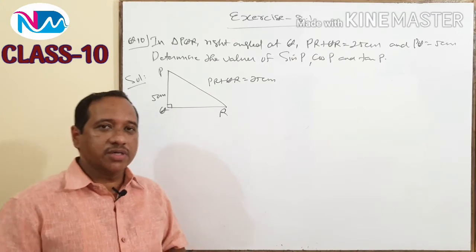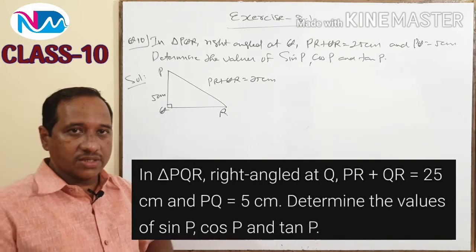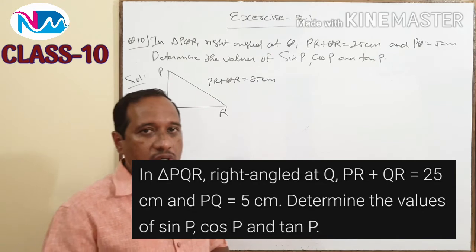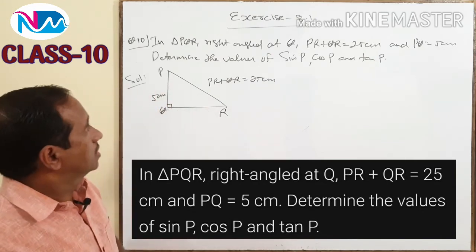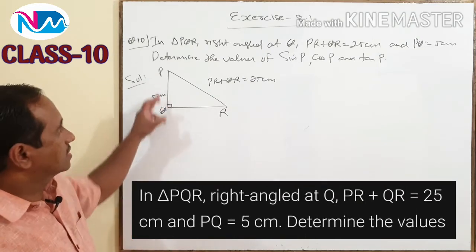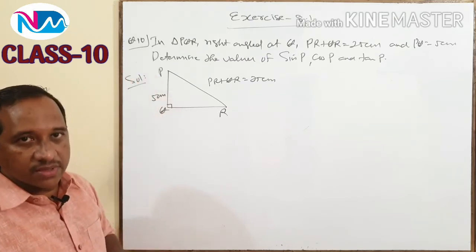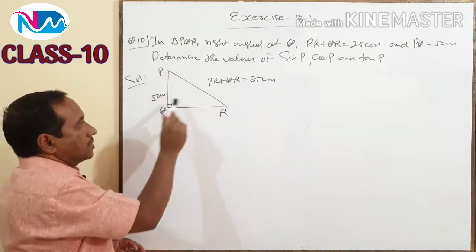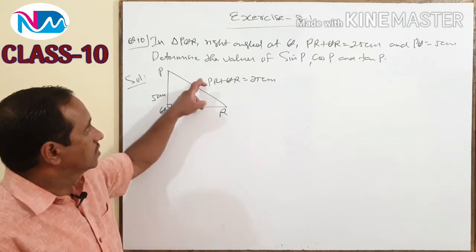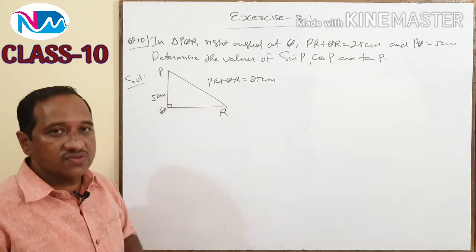The next question we are going to do is question number 10. The question is, in triangle PQR right angle at Q, PR plus QR is equal to 25 cm and PQ is equal to 5 cm. Determine sin P, cos P and tan P. So we are given a right angle triangle, right angle at Q, with PQ equal to 5 cm and PR plus QR equal to 25 cm. The sum of the hypotenuse and one of the other two sides is 25 cm.